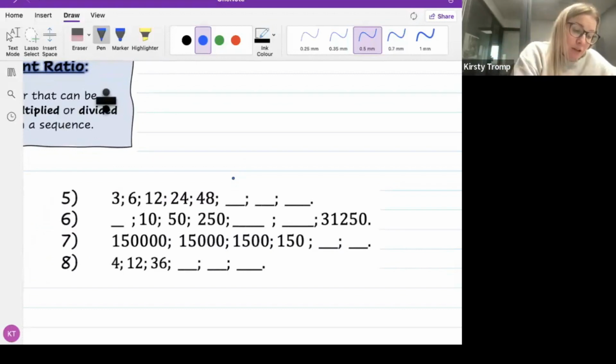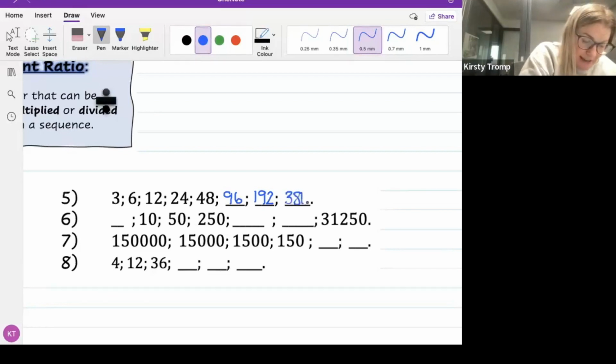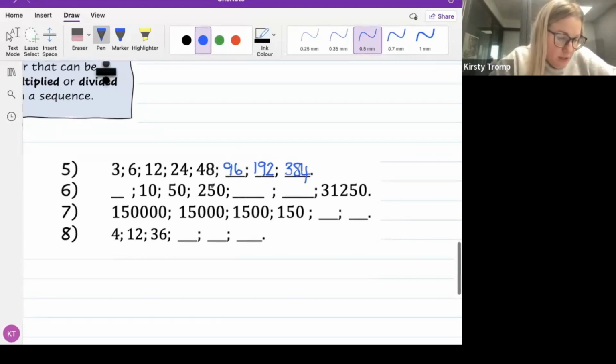So 3, 6, 12, 24, 48. I already see Katlejo's got the right answer. She's saying, what are we doing each time? We're multiplying by 2. Good. So 48 times 2 will give me 96. 96 times 2 will give me 192. And 192 times 2 will give me 384. Very, very good. Well done.